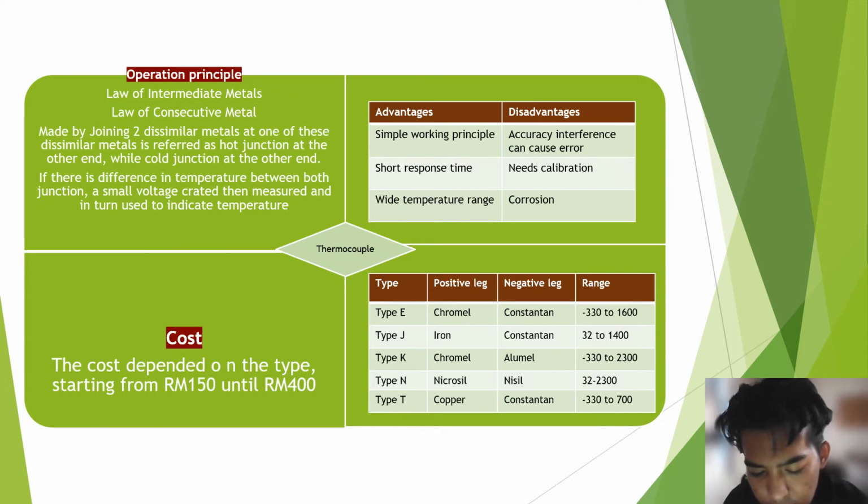Type E from -300 until 1600 degrees Celsius. Type J 32 until 1040. Type K -330 until 2300. Type N 32 until 2300 degrees Celsius, and Type T -330 until 700 degrees Celsius.